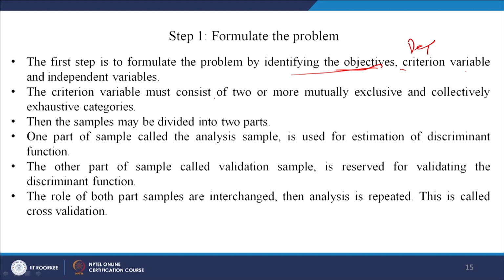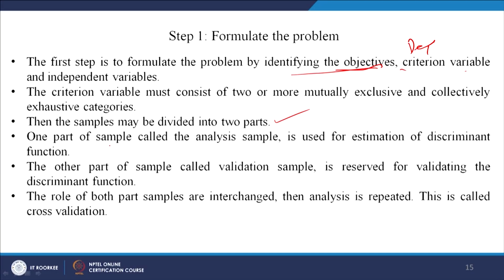So, the criterion variable must consist of two or more mutually exclusive and collectively exhaustive categories. So, there should be two categories which are mutually exclusive, very different, and collectively exhaustive means all the respondents are lying in these two categories only, right. The sample may be divided into two parts. One part called the analysis sample is used for estimation of the discriminant function. The other part called the validation sample is used for validating the discriminant function.